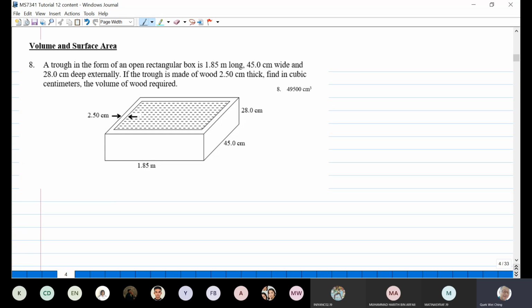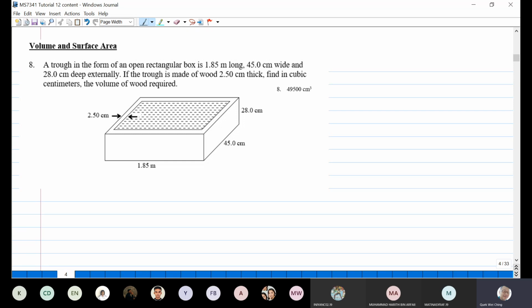A draft is in the form of an open rectangular box. It's 1.85 meters long, 45 cm wide, and 28 cm deep externally. If the draft is made of wood 2.5 cm thick, find in cubic centimeters the volume of the wood required. How much wood is required first? Okay, how do you calculate the wood required?